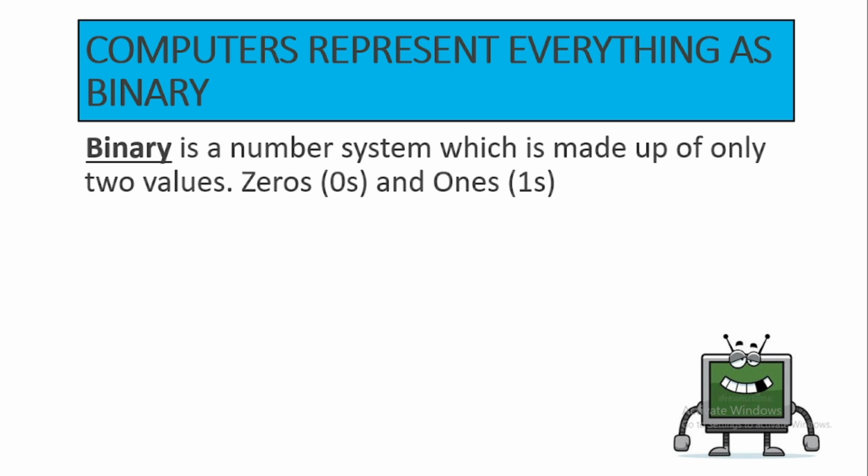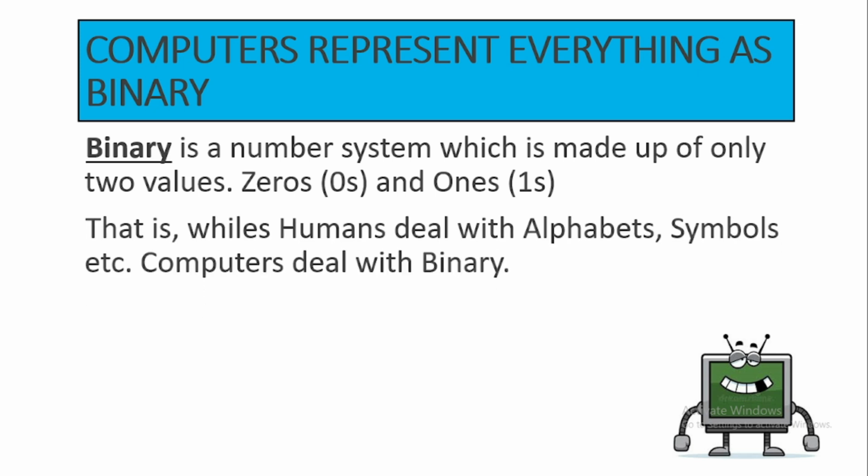So I made mention of binary. Binary is actually a number system, and this number system is made up of only 2 values, and these values are 0 and 1. So it is a number system that is made up of only 2 members, that is 0 and 1.